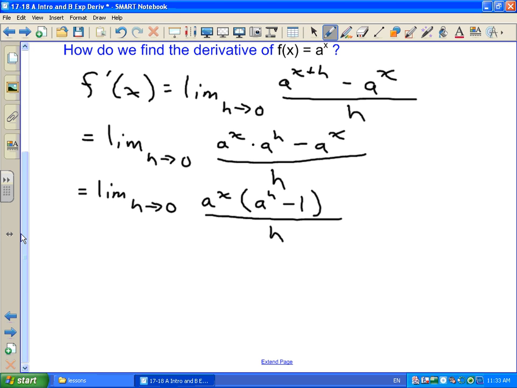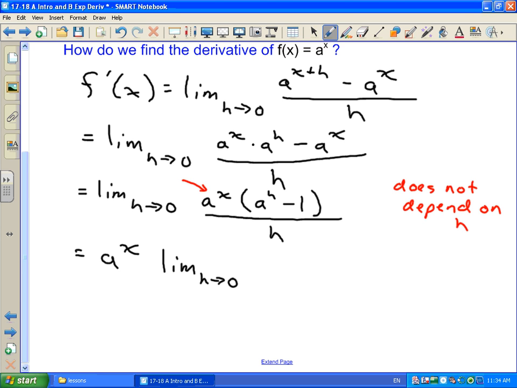The important thing about this a^x term is that it doesn't involve h in any way. It does not depend on h. So as we take our limit as h approaches 0, the value a^x isn't going to change, and we can bring that right out in front of our limit. Our limit becomes a^x times the limit as h goes to 0 of (a^h minus 1) over h.